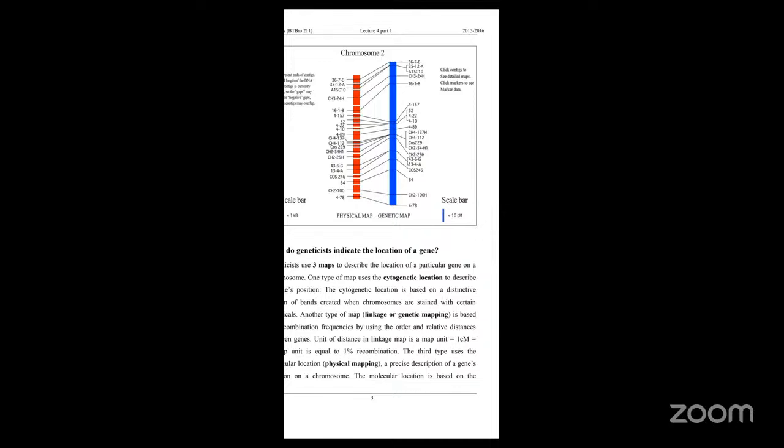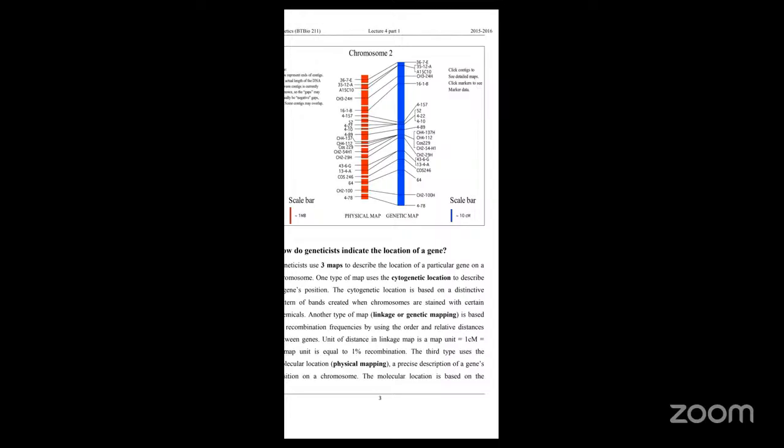Nowadays they use only physical mapping and genetic mapping, but not cytogenetic mapping, because here you need to use certain dyes to stain the chromosome. Based on the banding pattern that these chromosomes give, they find the cytogenetic location. Some scientists say there are three types of maps, and some say two types. But as a thumb rule, we can say there are three maps to describe the location of a particular gene.